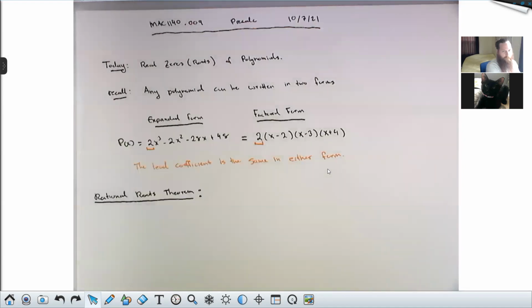And the tool we have for coming up with that is called the rational roots theorem. And I have a funny story to go along with this rational roots theorem. Hopefully I'll remember to tell it.